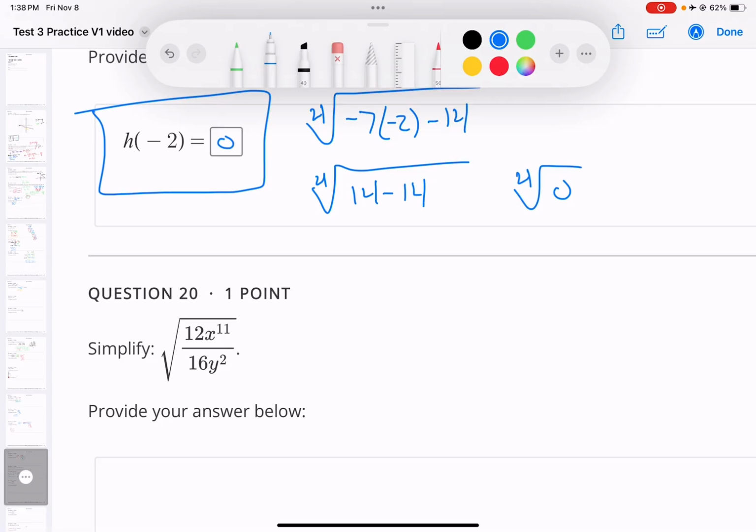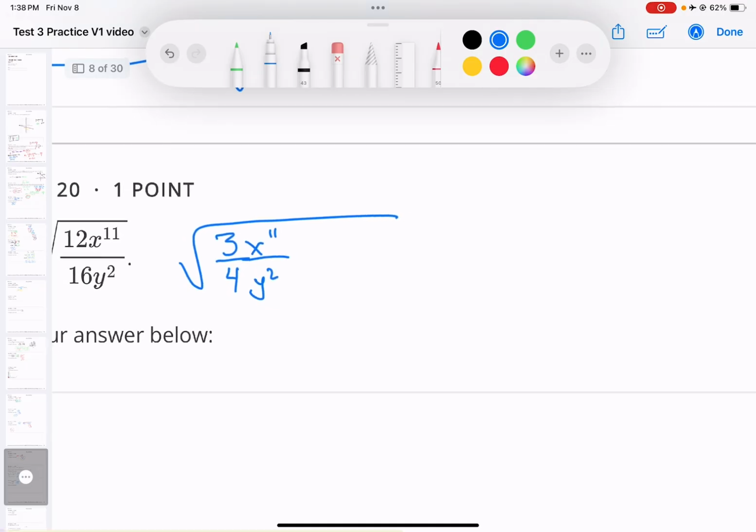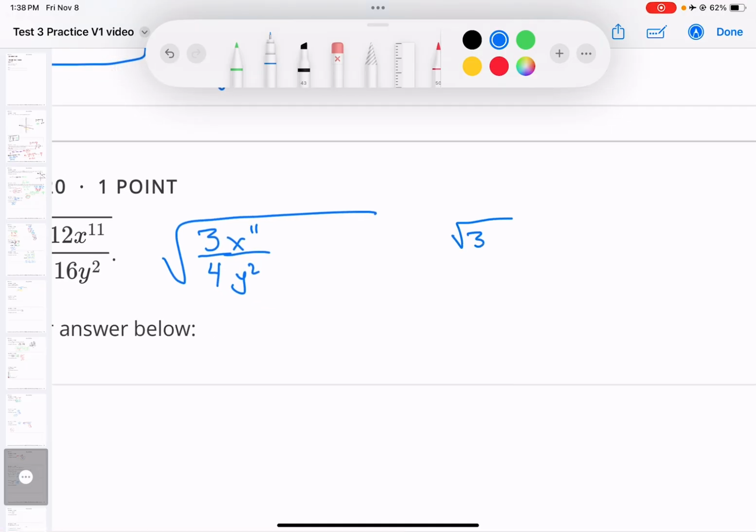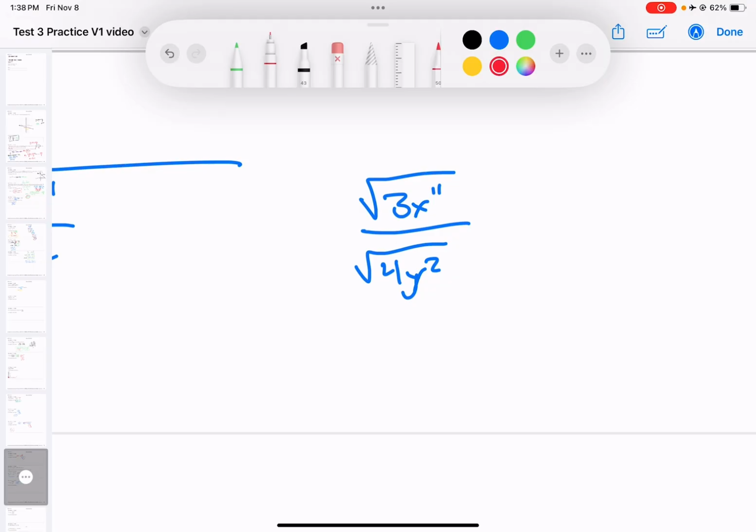Okay. Once again, you can simplify before or after. Really doesn't matter. But if you wanted to simplify before, this 12 over 16, put it in a calculator, simplify it, but it's 3/4. And you got x to the 11th, y squared. So 3x to the 11th over the square root of 4x squared, 4y squared, excuse me. 3 is not going to break down at all. The x to the 11th, that's going to be x to the 5th, and you have 1 left over, so you got 3x over the square root of 4 is 2, and then the square root of y squared is just y.